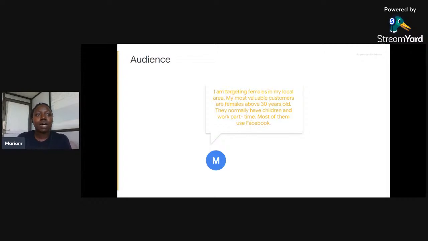So you can have more than one target audience. Let's say you're targeting women 30 years, or you can also have a target of, let's say, a woman who's 20 years. So you need to break all of this down and understand who you're trying to target.